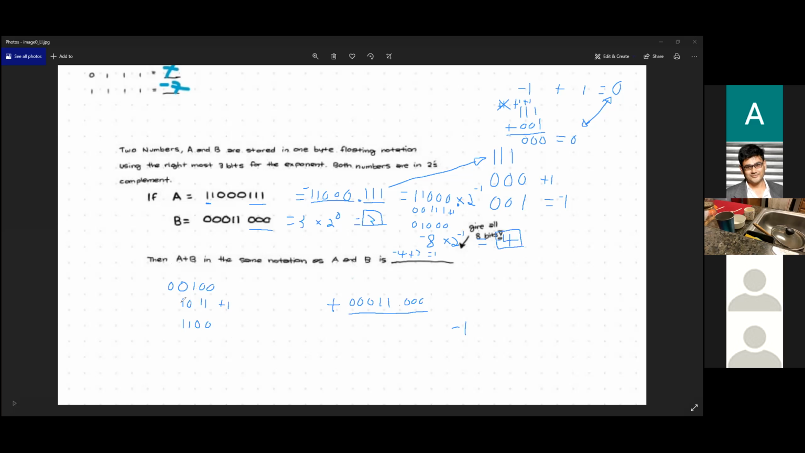So if I add a 0 here, then I'm going to end up with 1, 1, 1, 0, 0, like that, and the exponent 0, 0, 0. Okay. Got it. Now you can add the two mantissas together. Now I can add them together.